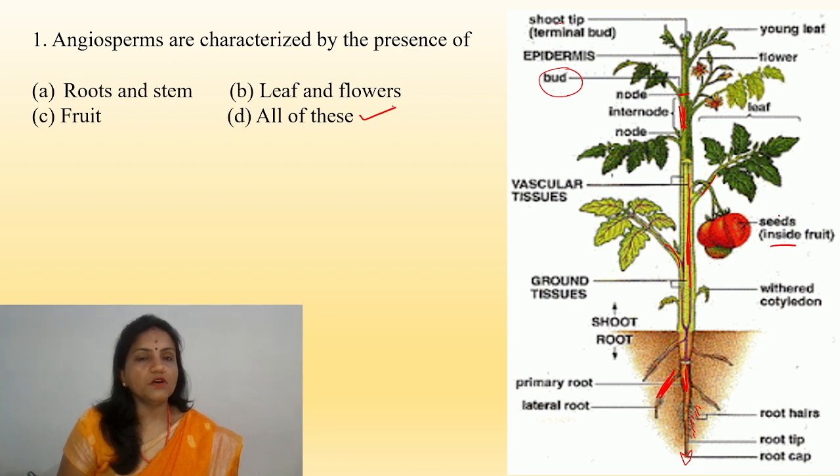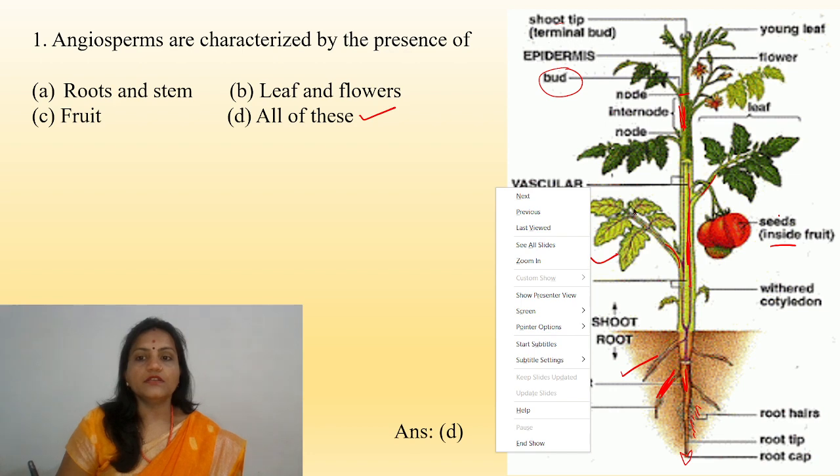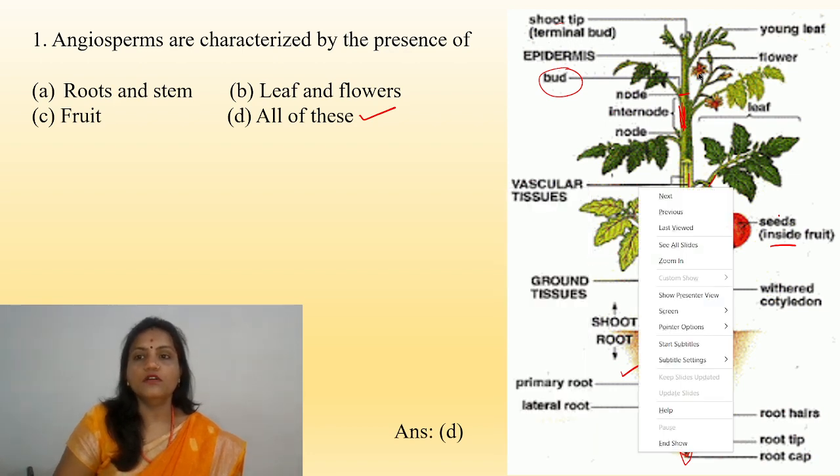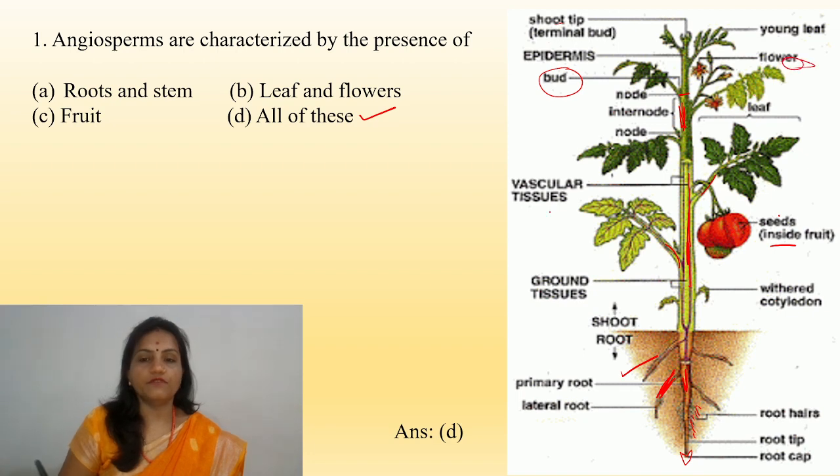Angiosperms are characterized by the presence of all of this. It has the root, the stem, leaf, fruits, and flowers. The answer is D.